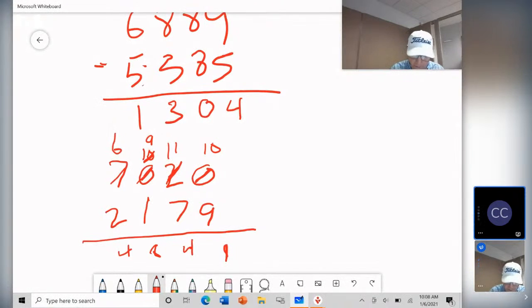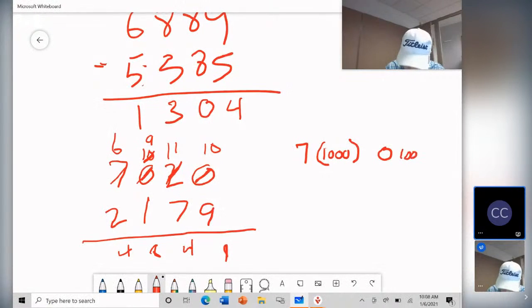Okay, so let's look at this one a little bit. So we have 7 1,000s. We have 0 hundreds. We have 2 10s. And then there's going to be 0 1s. Okay, so we borrowed right here, we borrowed 10 hundreds, which equals 1,000. That's why that's a 10.